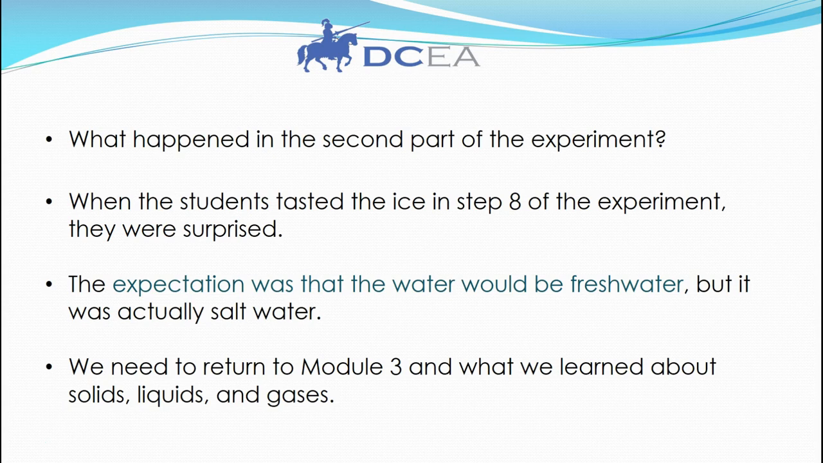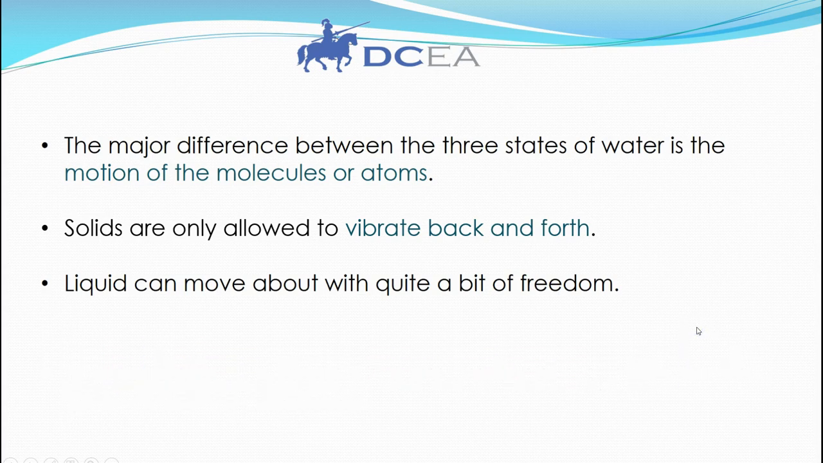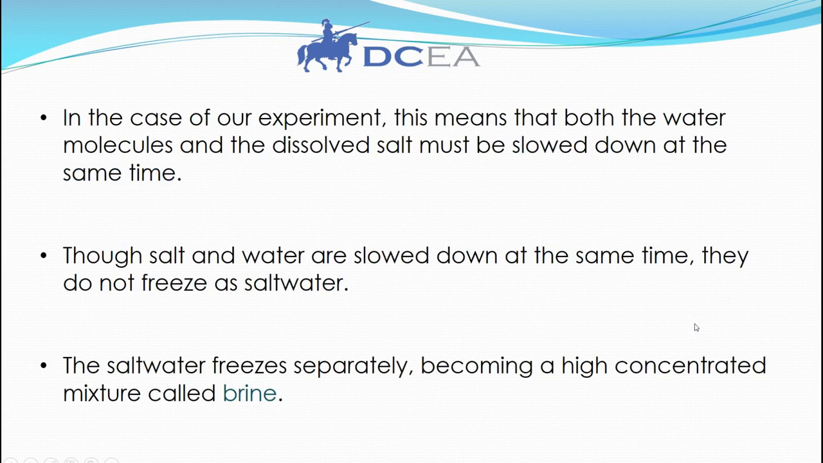We need to think back to Module 3 and what we learned about solids, liquids, and gases. The major difference between the three states of water is the motion of the molecules or atoms. Remember that solids are only allowed to vibrate back and forth. Liquid can move about with quite a bit of freedom. For liquid to freeze, enough energy must be removed to slow the motion of all the molecules. In the case of our experiment, this means that both the water molecules and the dissolved salt must be slowed down at the same time.